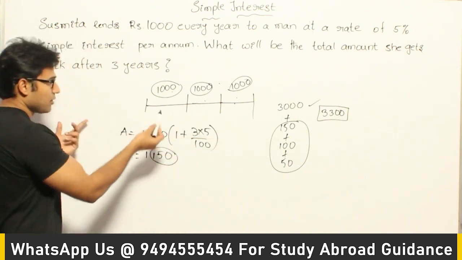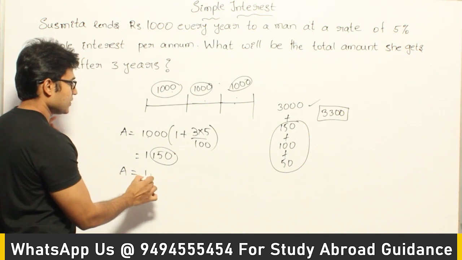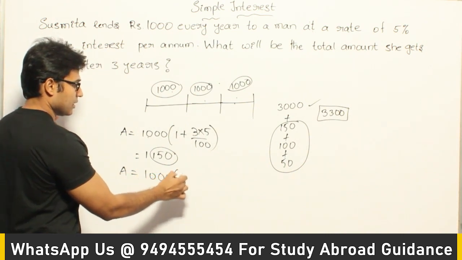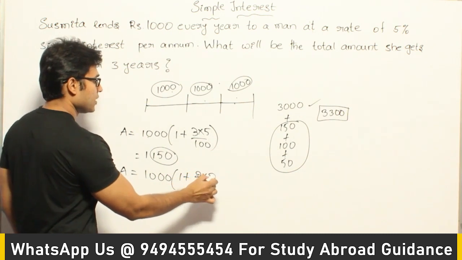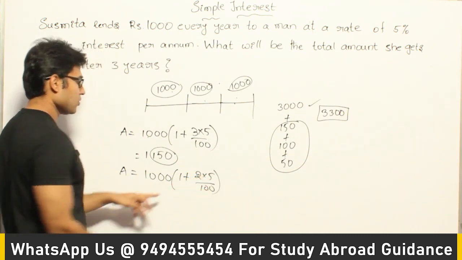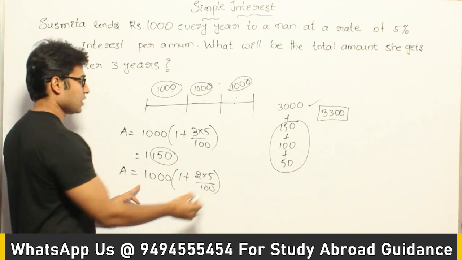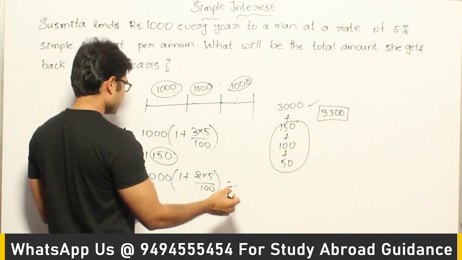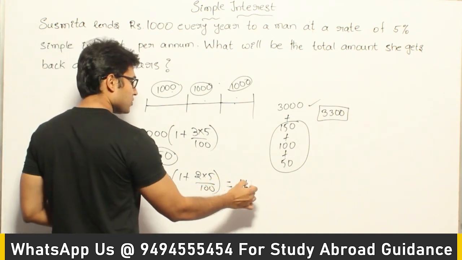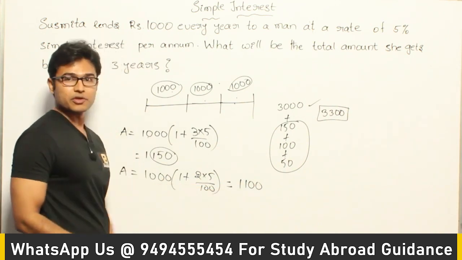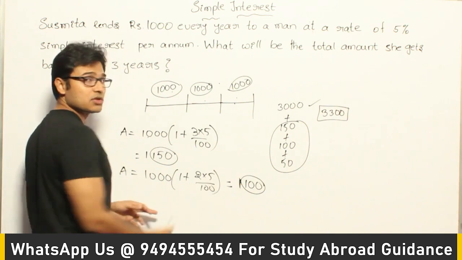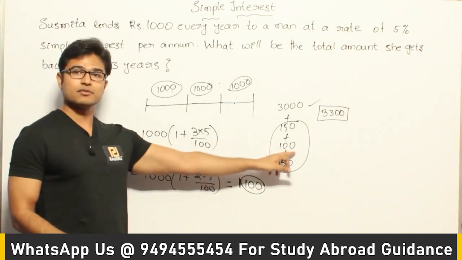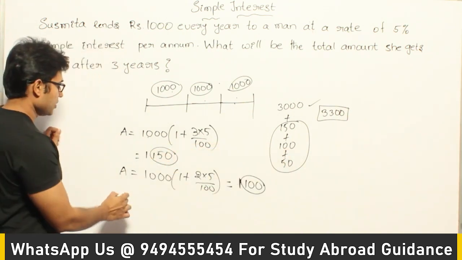Got it? Now what about the second one? The second one is invested for 2 years, isn't it? At a rate of 5% per annum. So 1 plus 2 into 5 divided by 100. So you are going to get 10% on this. So if you compute it, you are going to get it as 1100. So what does it mean? On the second 1000 you are going to get an interest of 100. That is what I have written here. 100, right? And what about the third one?